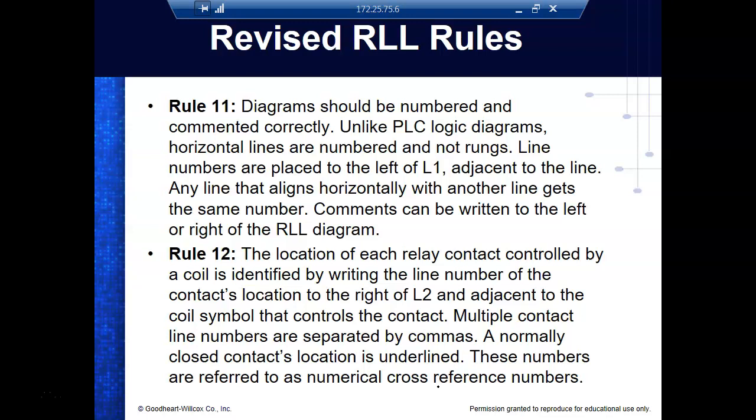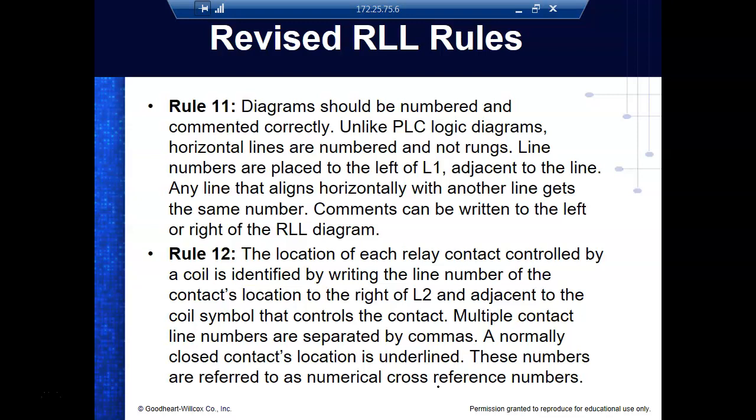Horizontal lines are numbered, not rungs. Line numbers are placed to the left of L1 adjacent to the line. Any line that aligns horizontally with another line gets the same number. Comments can be written to the left or right of the diagram. All the ones that we show y'all are actually on the left on the L1 side.